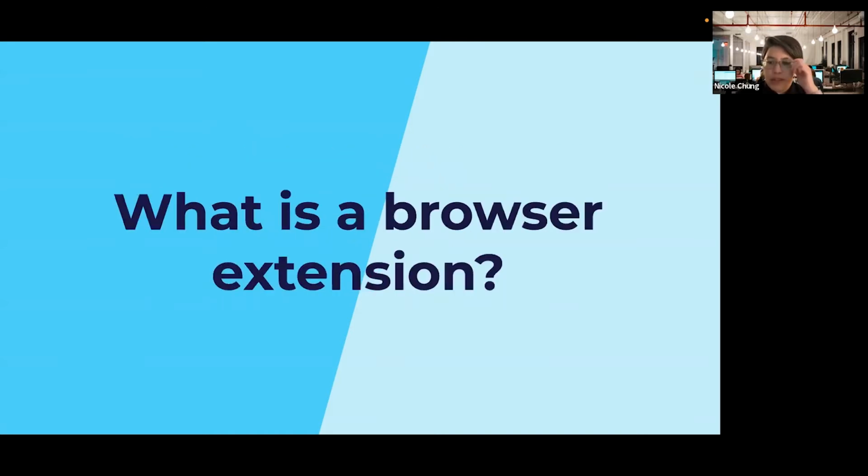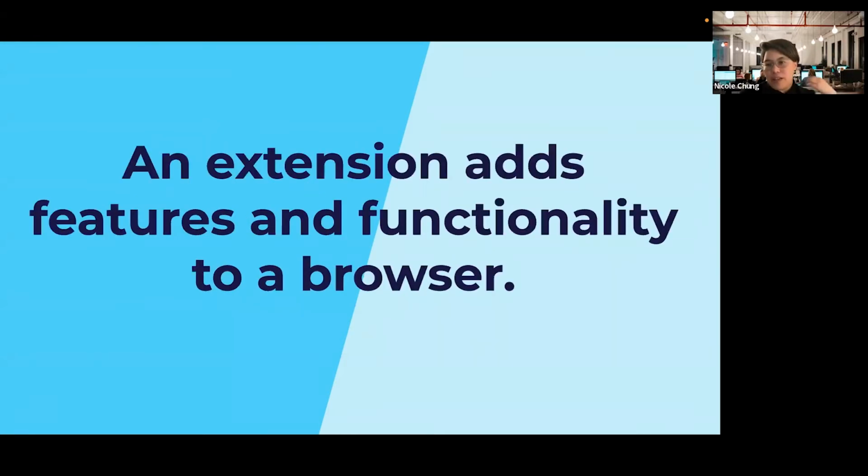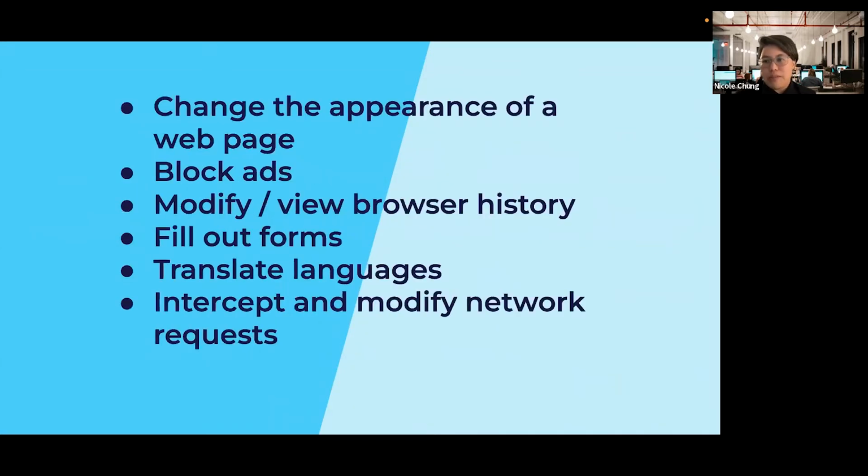The first thing, just to start at the beginning, is what is a browser extension? An extension is anything that adds features and functions to a browser. You're probably familiar with, like, ad block, but you can also do all sorts of things. You can change the appearance of a web page. There are add-ons to make your browser be in dark mode all the time. You can modify or view users' browser history. You can also fill out forms, translate languages, and you can intercept and modify network requests.